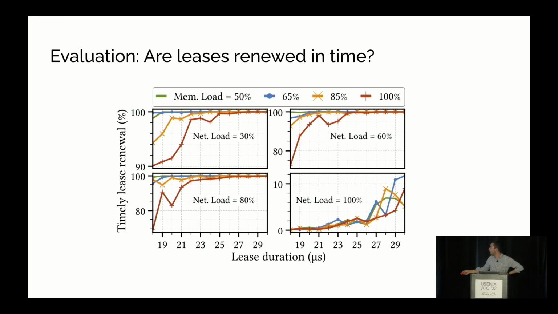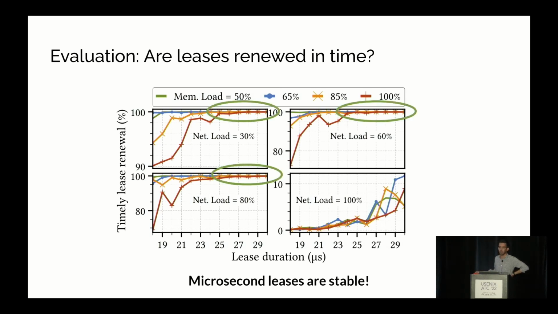And so the x-axis is the different lease durations that we tried. And on the y-axis, what you can see is the proportion of leases that were renewed on time. And what you can see is that it doesn't matter the network load. As long as you're not saturating the network, you will be able to get your leases renewed in time. And that's what you can see here, with the leases being super stable.